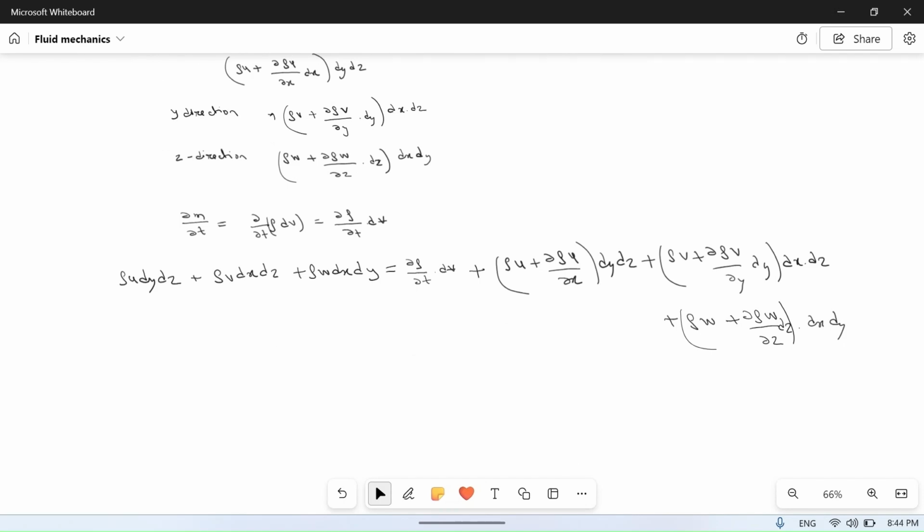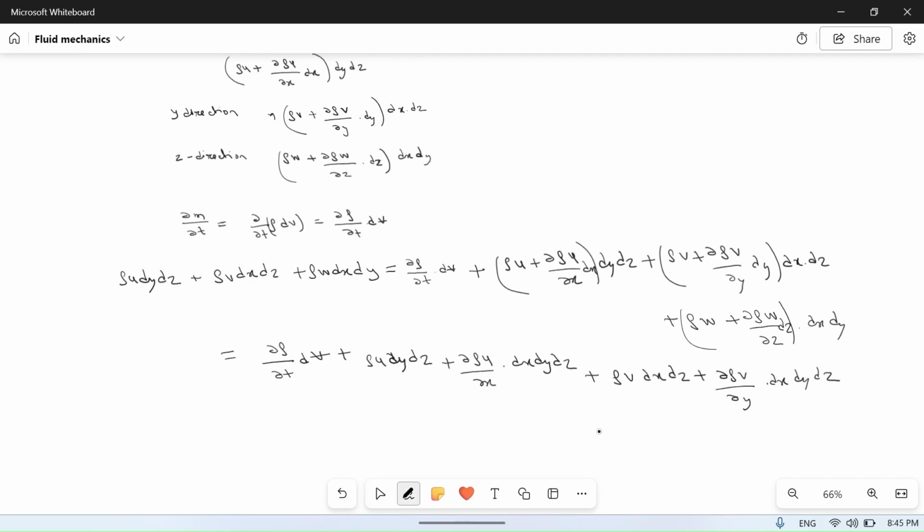So we can write again: if you multiply dy dz here, then it becomes rho u dy dz. The right side term we will again write as del rho upon del t dV plus rho u dy dz plus del rho u upon del x dx dy dz, plus rho v dx dz plus del rho v upon del y dx dy dz, plus rho w dx dy plus del rho w upon del z dz into dx dy.